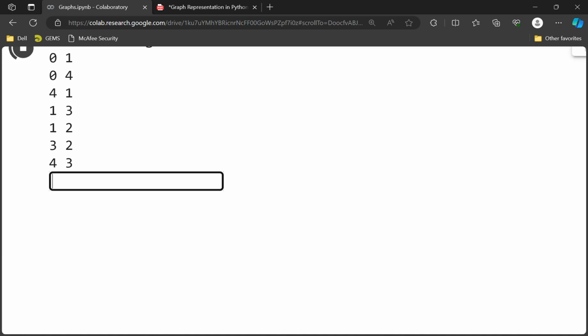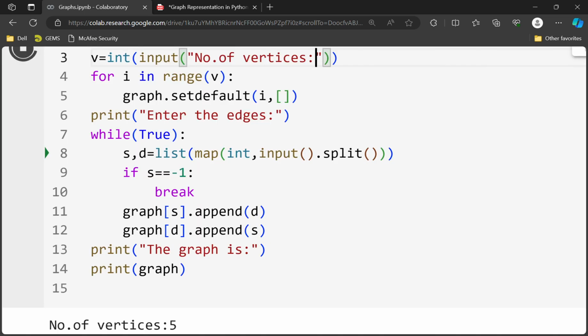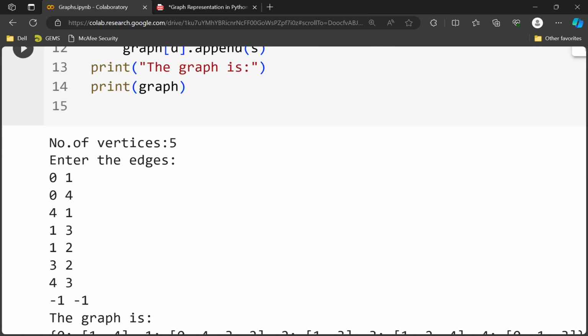Now I have completed all the edges here. I am closing this input process by giving -1, -1. Yes. What is the output here?